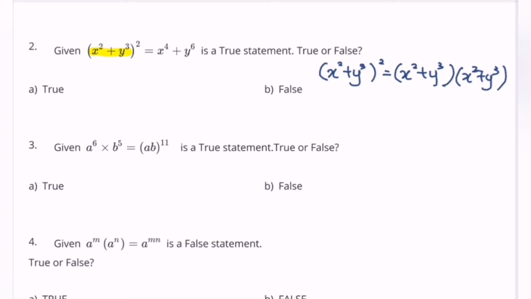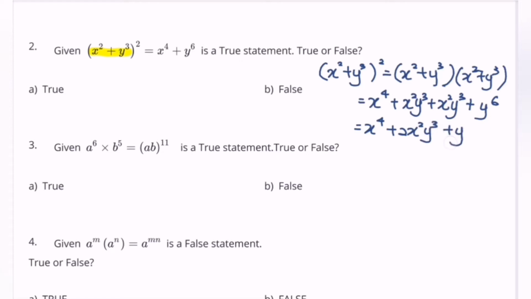So from here, if we expand the situation, we will have x to the power of 4 plus x squared y to the power of 3 plus x squared multiplied with the y to the power of 3 plus y to the power of 6. If we simplify the situation, we will have x to the power of 4 plus 2x squared y cubed plus y to the power of 6. So here we have the situation. Based on the situation, this is a false statement.